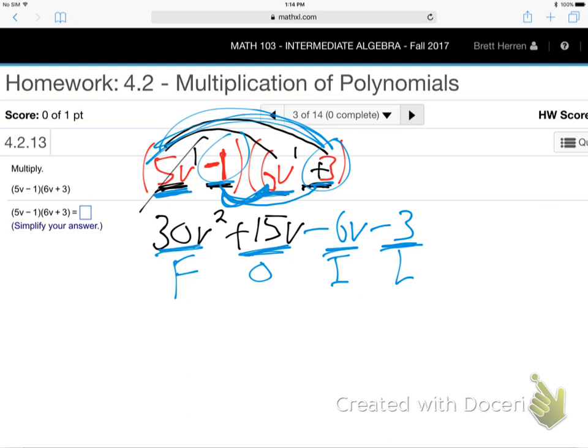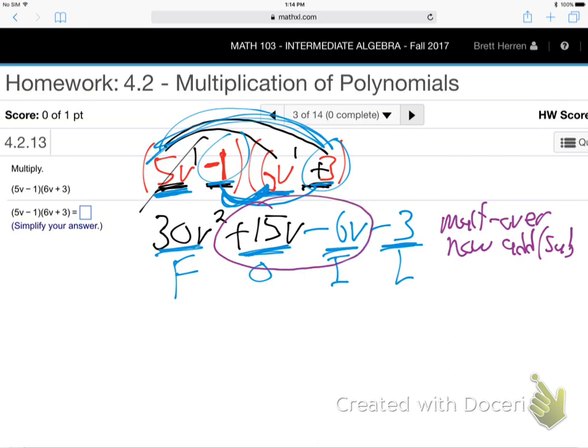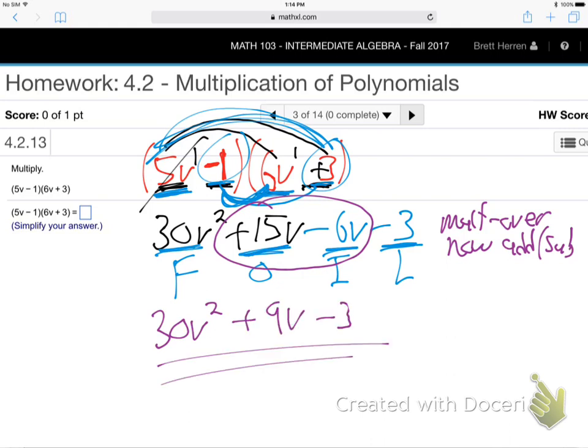Now, I keep saying we have one more step. What other step do we have to do? Because now multiplying is over. Let me just write that. Multiplying is over. Now do your add subtract thing, right? Because there's no more parentheses now. Whenever we multiply through, the parentheses drop off. Multiplying is over, so I change gears into add subtract mode, and these two will combine as like terms. So 30v squared plus 9v minus 3. That's a shaky looking 3. And we're done there.